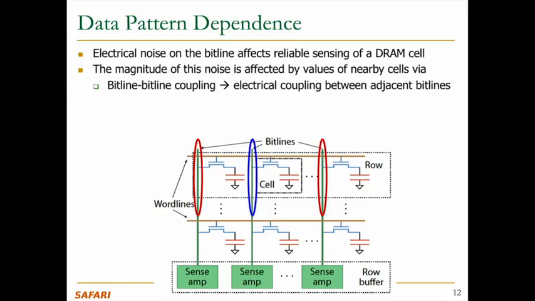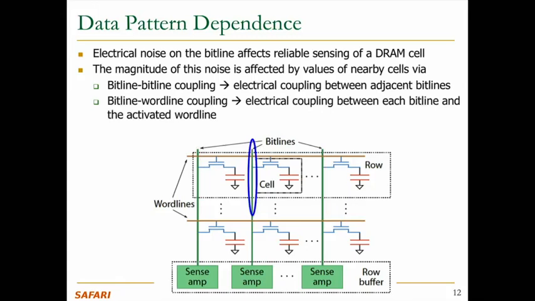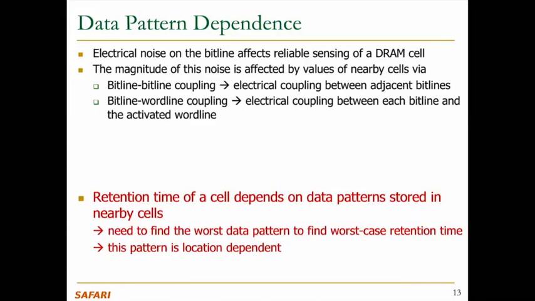Essentially, this is another type of read disturb phenomenon, right? In Rowhammer, you have the word line to word line coupling, but whenever you're reading a cell, you have bit line to bit line coupling also. And also, you have bit line to word line coupling. Whenever you're reading this particular cell, the electrical noise on this bit line is essentially affected by the noise on this word line also, the voltage that you apply on that word line. OK, so as a result of this, you may lose data, basically, from some of these cells due to these effects. And essentially, the retention time of a cell depends on data patterns stored in nearby cells.